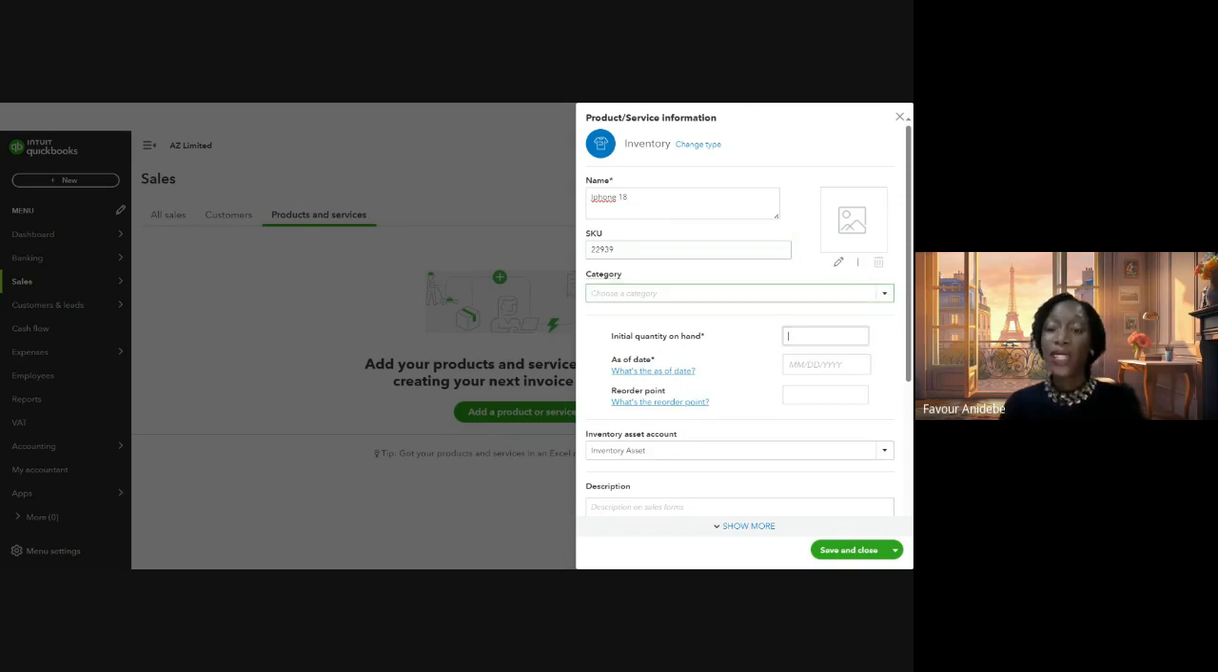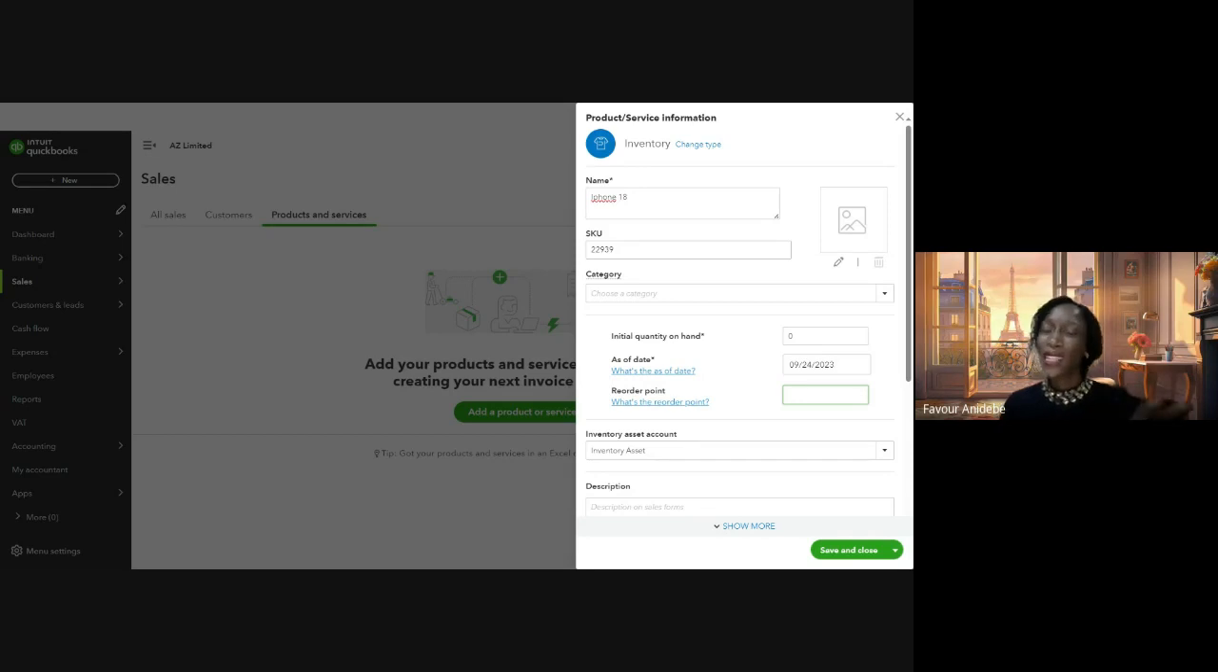Then for this particular product, since we're buying it for the first time, you don't have any of them in your warehouse. So you can put zero here. Then when did you buy it? So this quantity in hand, as at what date? Put the right date. At what point do you want QuickBooks to alert you to purchase more?